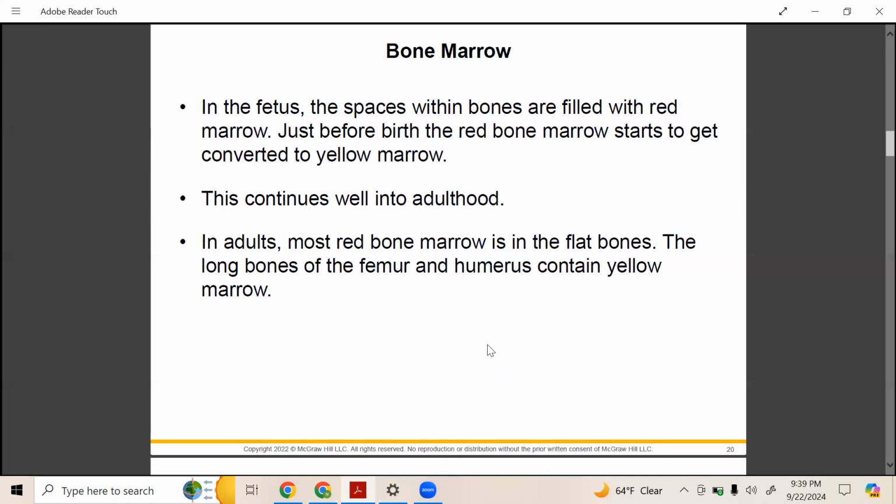So in the fetus, a majority of the spaces are filled with red marrow because we need to generate more and more blood cells. And just before you're born, some of that red marrow begins to get converted to yellow marrow. And as we mature and get older, more and more of the red marrow is converted to yellow marrow. As an adult, most of our red bone marrow is going to be in our flat bones. So some examples of this are your sternum, and then our longer bones like our femur, which is your big thigh bone, or your humerus, which is your upper arm bone, is going to be yellow marrow at that point.